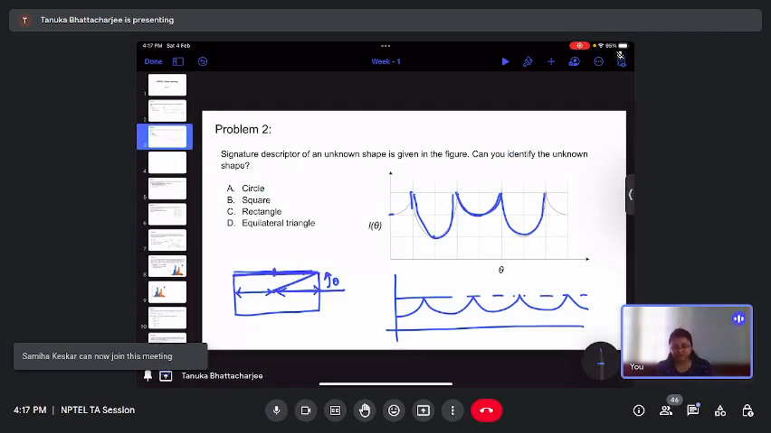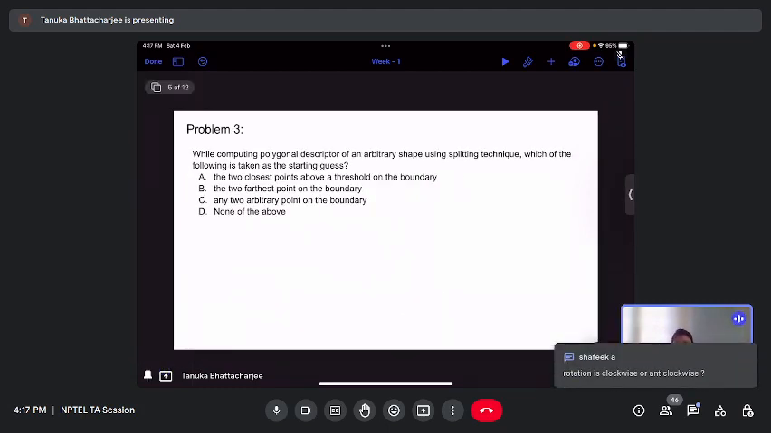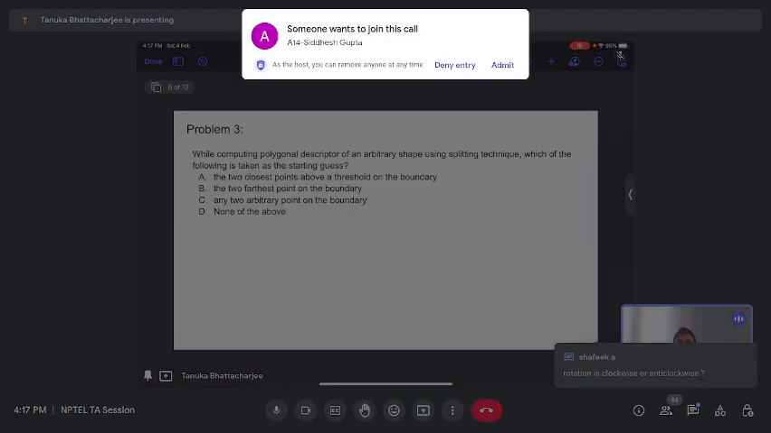So, this is about the signature descriptor, which is one type of shape feature or boundary feature. Now, another type that we have read about is the polygonal descriptor.